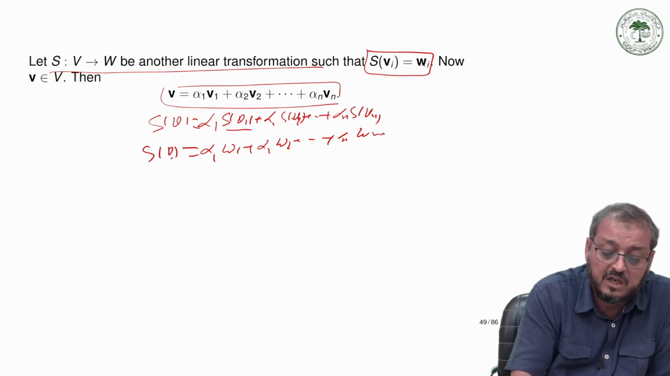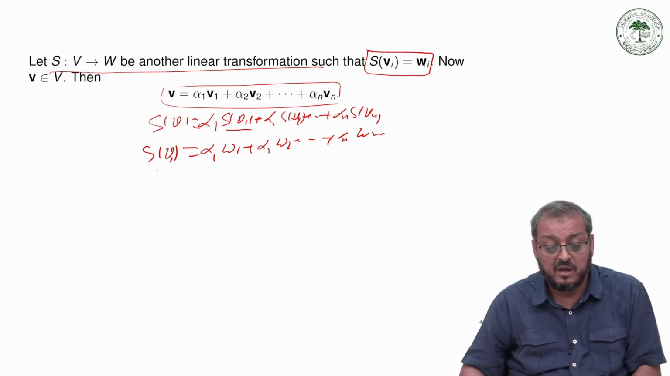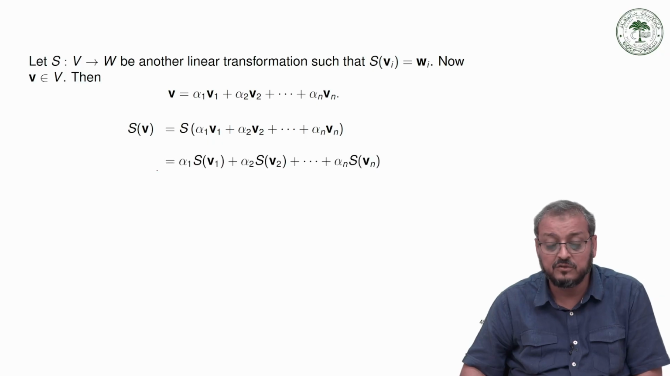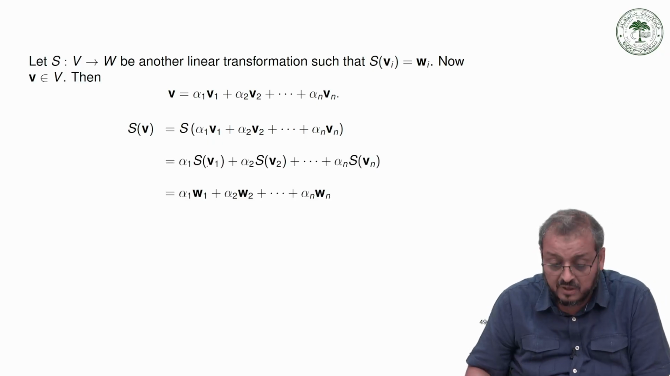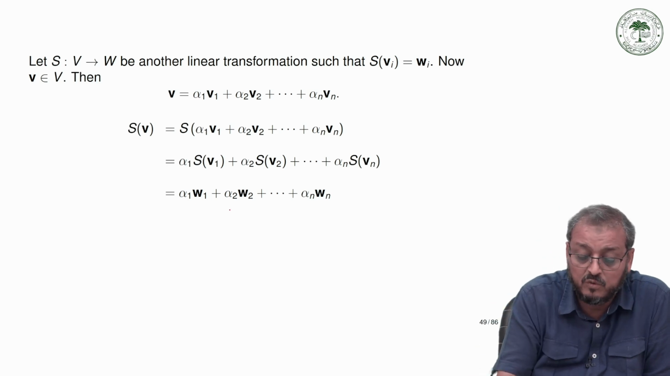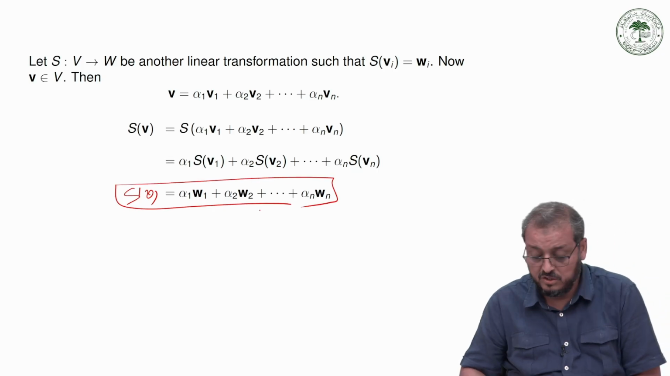So S of v can be represented in this form: alpha 1 w1, alpha 2 w2, and so on. We also have T of this. So S of v can be written in this form.